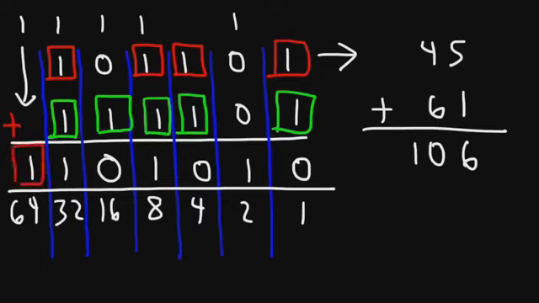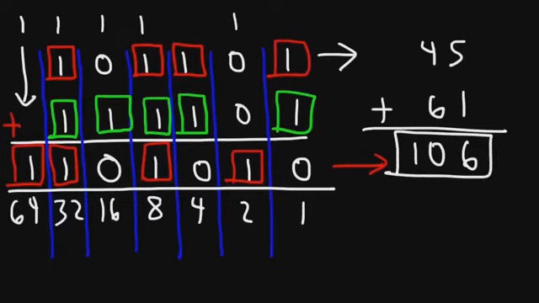Now we have a 64 plus a 32, so that's 96. 96 plus 8 is 104. 104 plus 2 is 106. And so our answer is indeed correct. So this is the final answer right here. 1101010. Now let's move on to our next topic, that is how to subtract binary numbers.